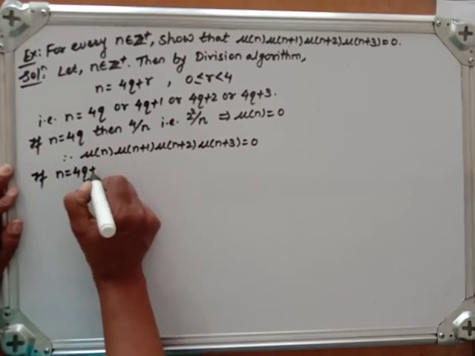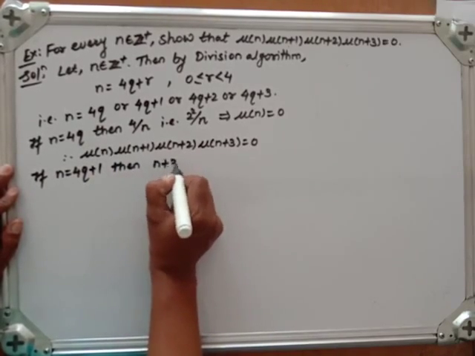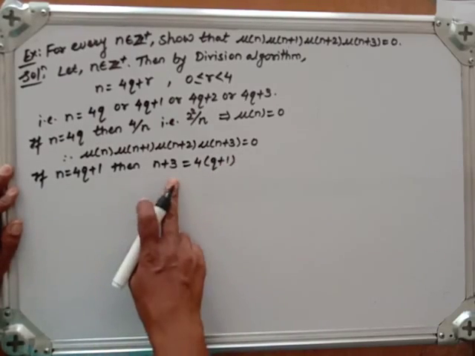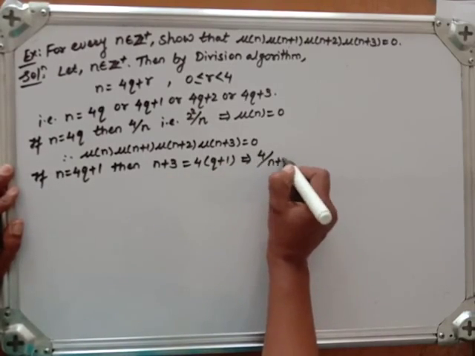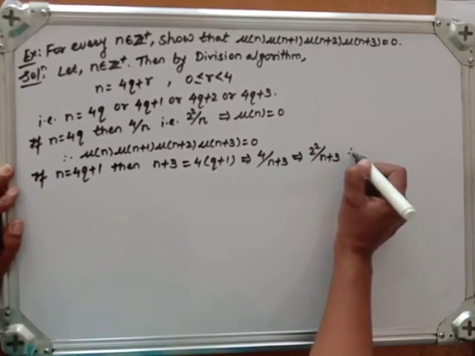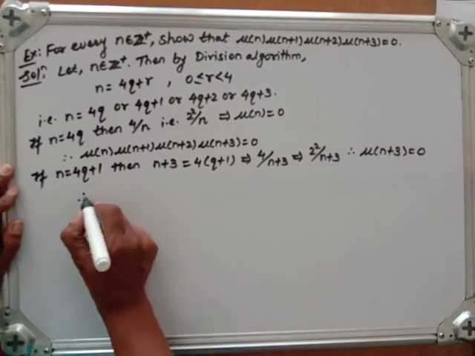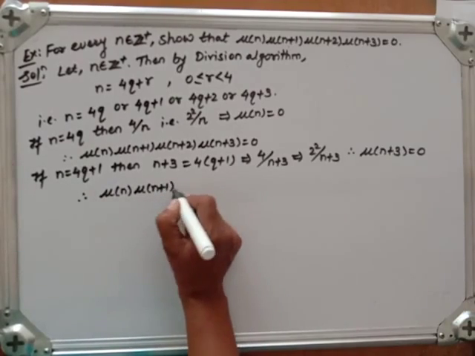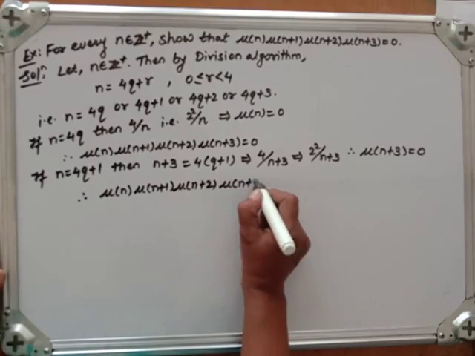Now next, if n is equal to 4q plus 1, then what about n plus 3? n plus 3 is 4 into q plus 1. So this gives 4 divides n plus 3. That is the same as 2 square divides n plus 3. Therefore, mu of n plus 3 is 0. Therefore, the product of mu of n, mu of n plus 1, mu of n plus 2, mu of n plus 3 is 0.